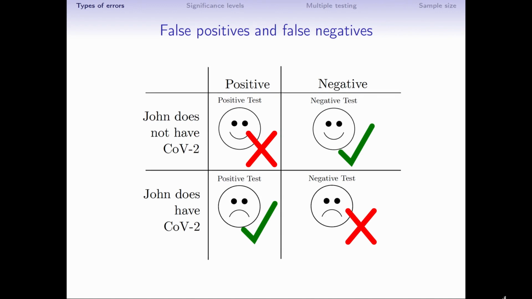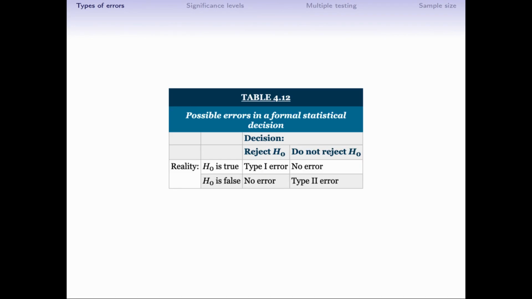Now let's see how these errors in medical testing map nicely onto possible errors in formal statistical decision making. So here we have the two-way table where the reality is that either the null hypothesis is true or the null hypothesis is false, and the kind of decision we're going to make is we reject the null hypothesis or we do not reject the null hypothesis. So just as in the case of medical testing, we have the four different interactions between reality and the kind of decision we're going to make.